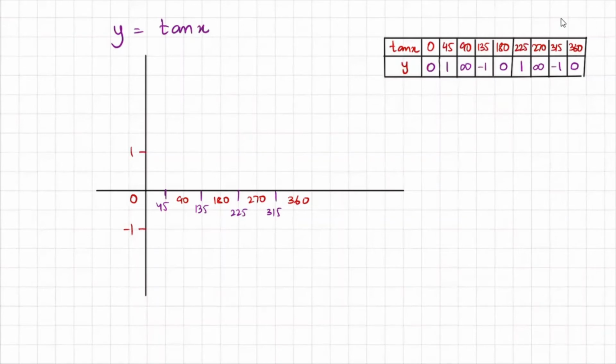What is an asymptote? An asymptote is a line. These are vertical lines at 90 and 270, which give me a math error because there is no such value. There is infinity. So this is how we will be making asymptotes. These are asymptotes, if my spelling is correct or not. So, asymptotes. All right, now let's start plotting it.